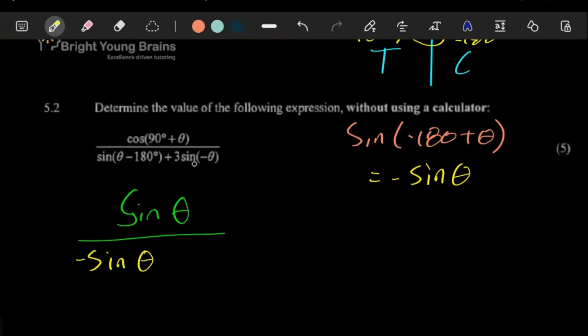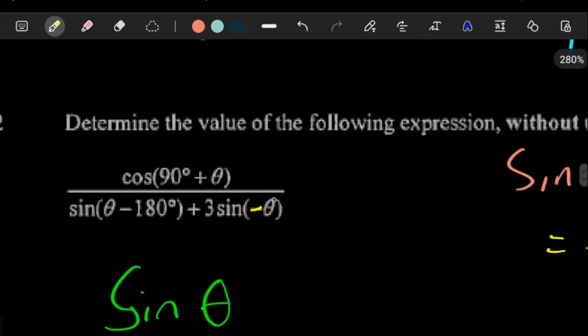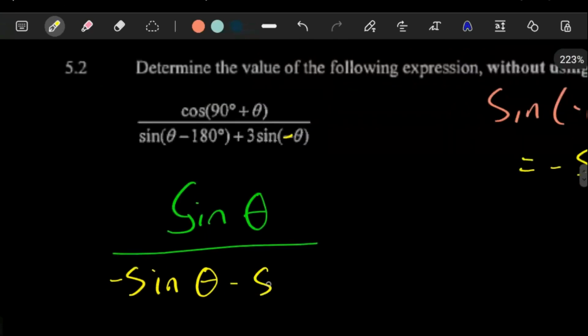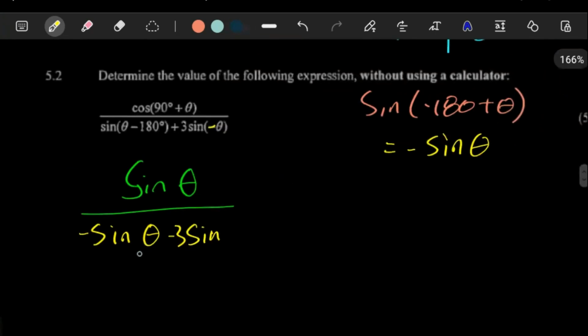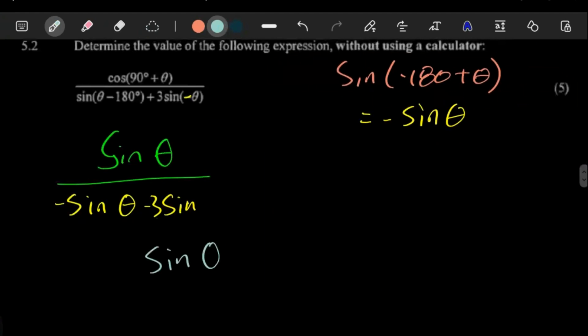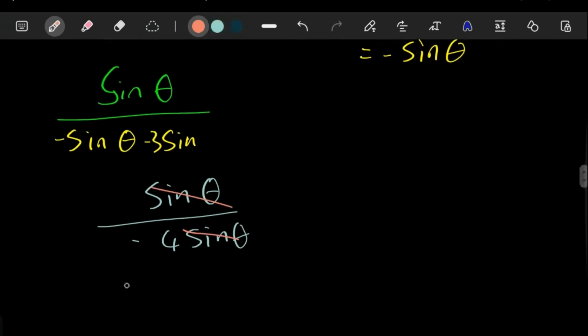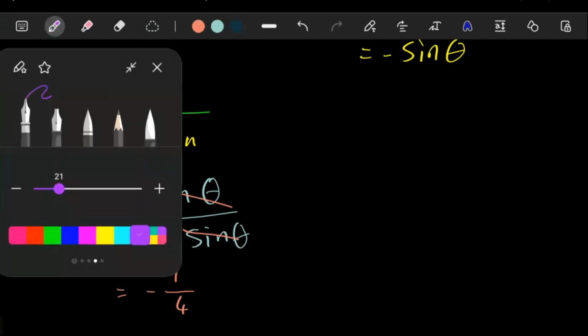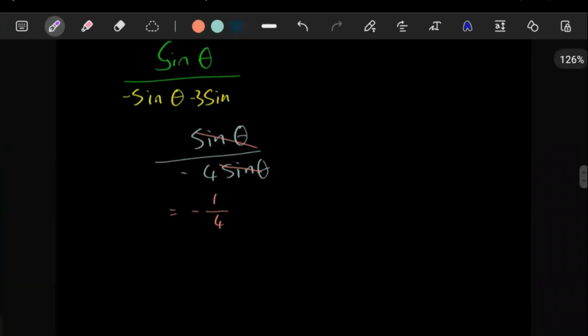Anything with a negative in here, as long as it's not cos, the negative has to go there. There you go. So from here, don't make the mistake of canceling. These are like terms at the bottom. So you can end up with negative 4 sine theta, and then the sines cancel out. You have a quarter over there, and that is going to be your final answer. It's going to be a quarter. But it doesn't matter, let's move on.